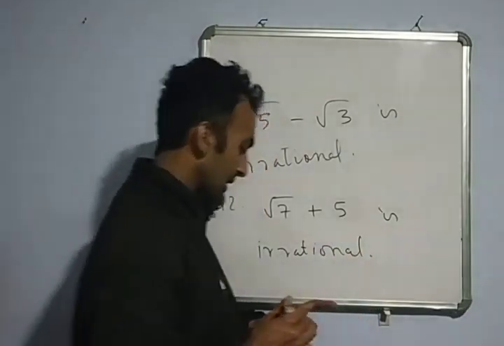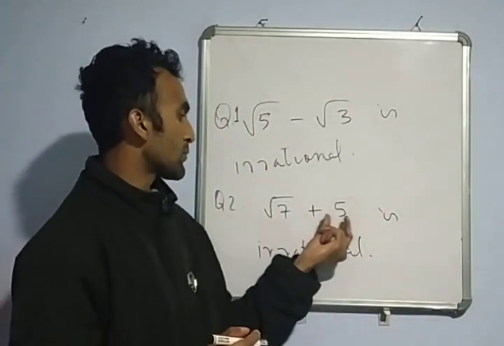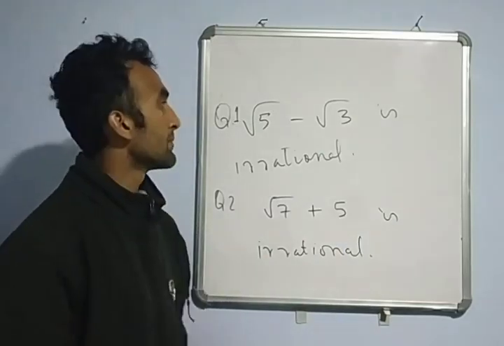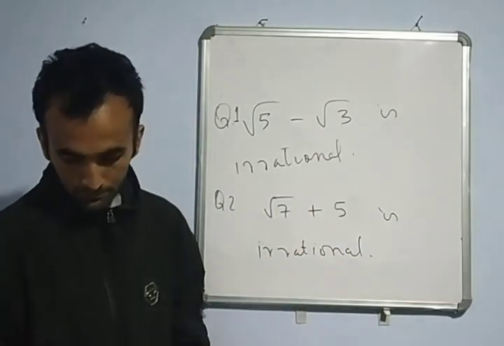Okay, we are very clear because this is irrational added with rational, but the output is irrational. But my question is prove it. By contradiction method you can do.